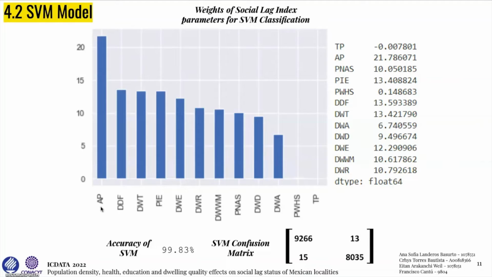Housing conditions are closely related to the economic condition of a household and are directly related to poverty conditions. If we turn to the variable of the proportion of people 15 years old and older with incomplete basic education, it is one of the parameters that has a weight similar to dwelling or housing, and it is directly related to the proportion of the illiterate population.